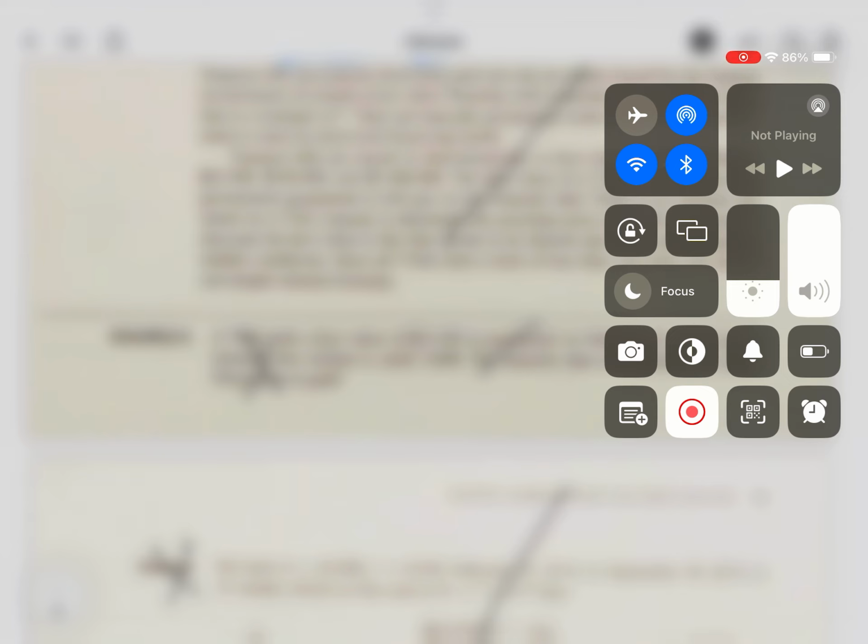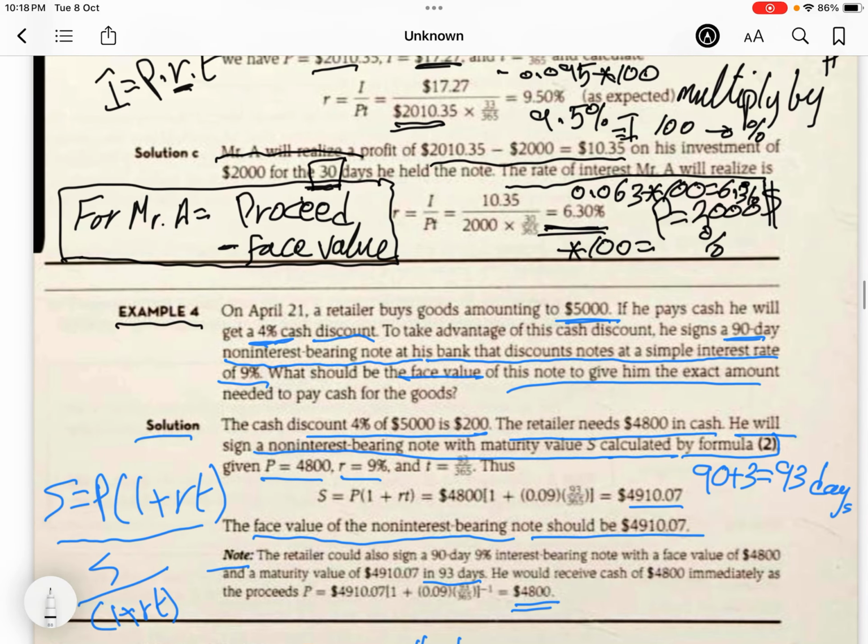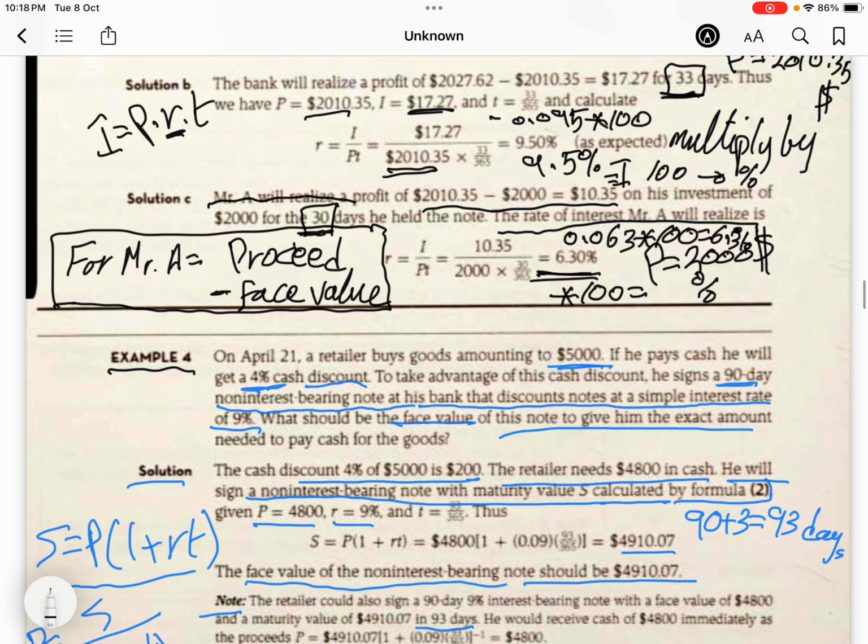Now, in this video, we will continue solving questions and also continue the example, the example before we move to solve questions.